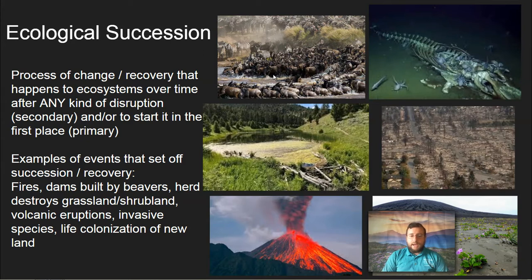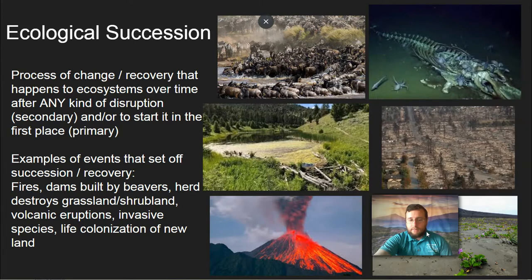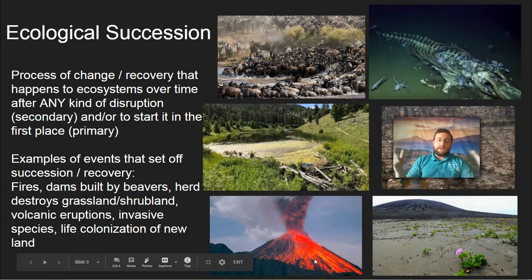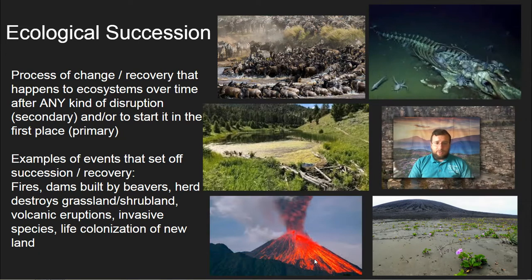Or how does it colonize in the first place a place that didn't have life before? Like a brand new volcanic island or land that wasn't there before. After a volcanic eruption, it covers the land and the soil with brand new lava. How does life start in a place like that? That is what succession is about.